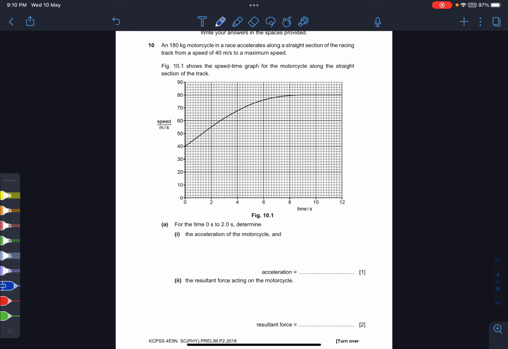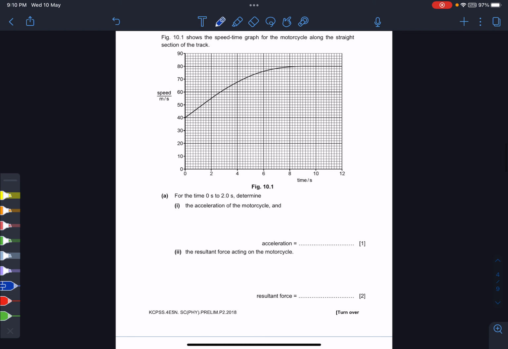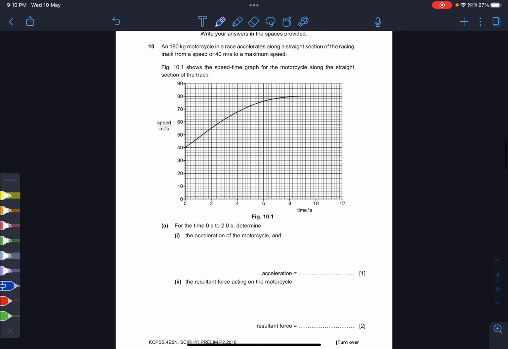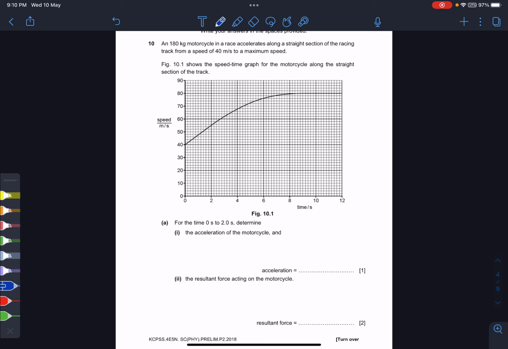So it's a graph question. So let's take a look at the graph question. Okay, so let's take a look at what is given to you. It says 180 kg. They give you a value, and the value is likely to be very useful. So take note of the value. It tells you that mass equal to 180 kg. Cool. What else? It says it accelerates and so on.